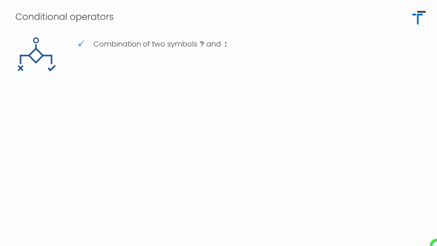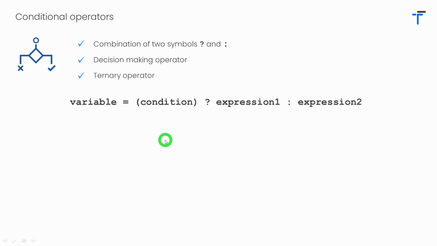Conditional operator is actually a combination of two symbols, the question mark and the colon. This operator is a decision making operator, and as it requires a total of 3 operands, it is also called a ternary operator. Let's understand the syntax of this conditional operator. Here we need to write the condition, then the question mark, then expression 1, that is, you can say the value 1, then the colon, and expression 2, you can say it's value 2.